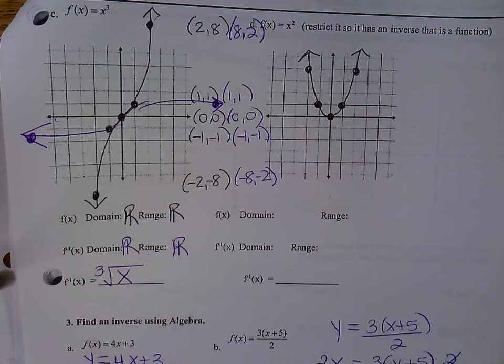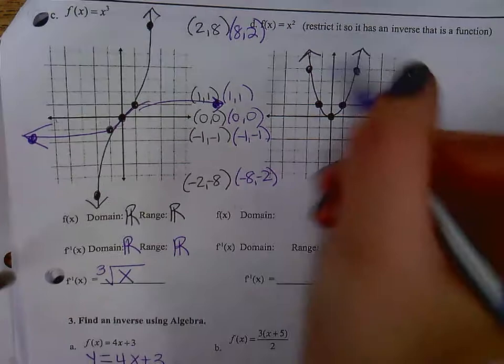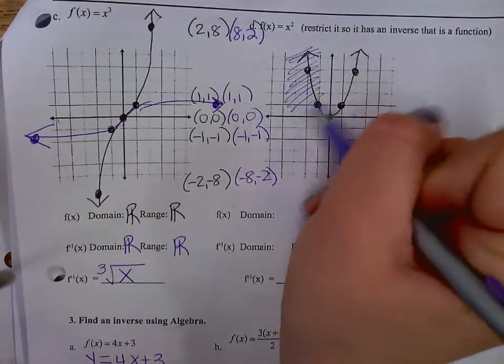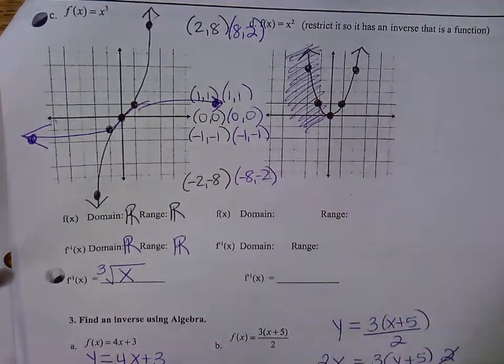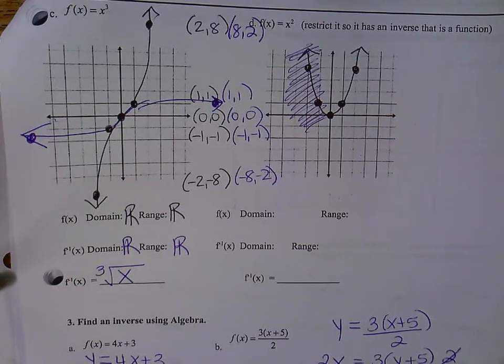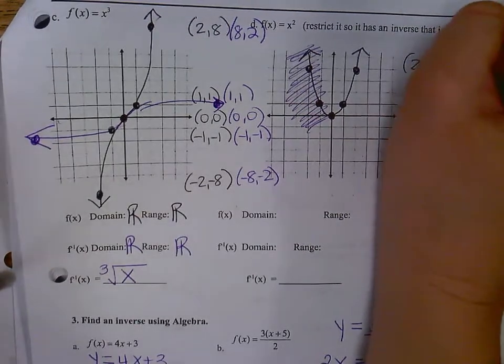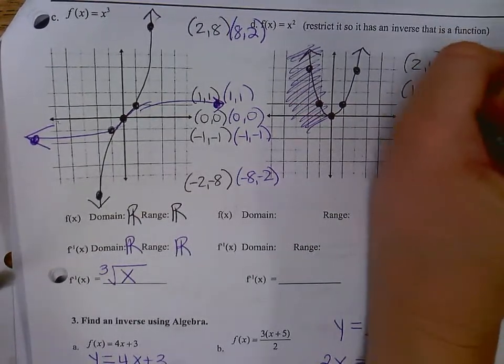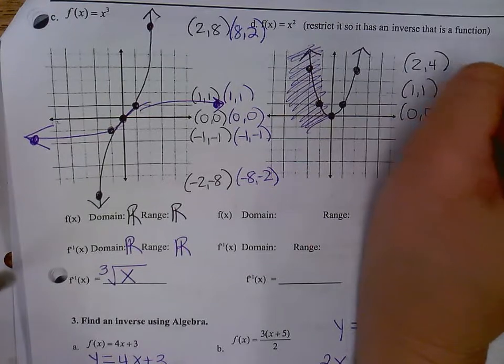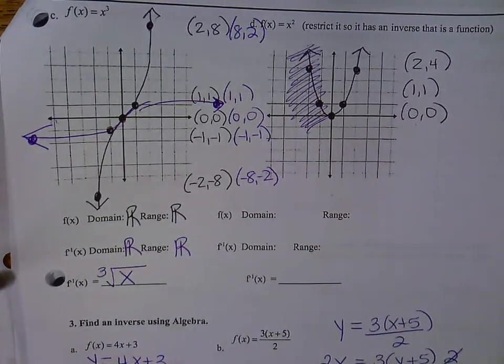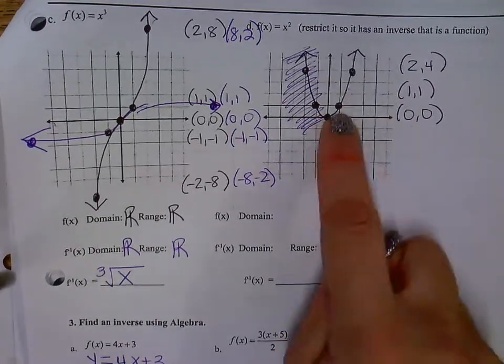So it says, let's restrict this function so it has an inverse. So we're just going to cover up this side of the graph. We're only going to take the inverse of the 3 points on the right, and you'll see why. If I take the inverse of these 3 points, this is (2, 4), (1, 1), and (0, 0). I'm just taking the inverse of half of the graph.